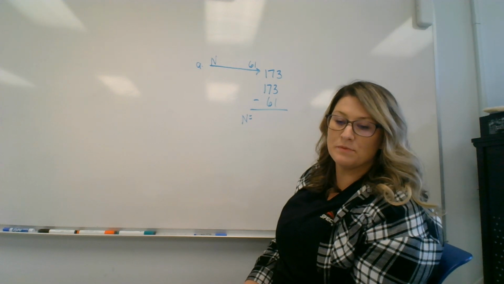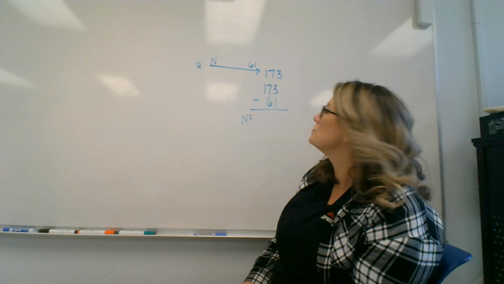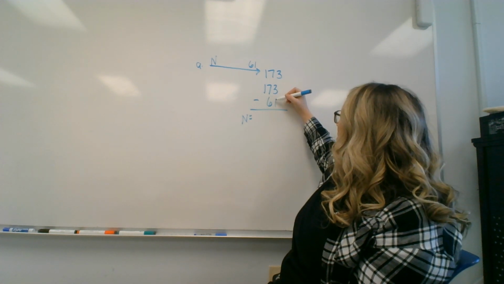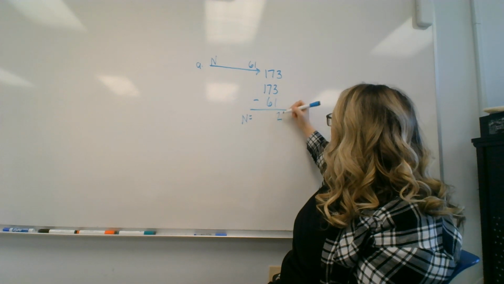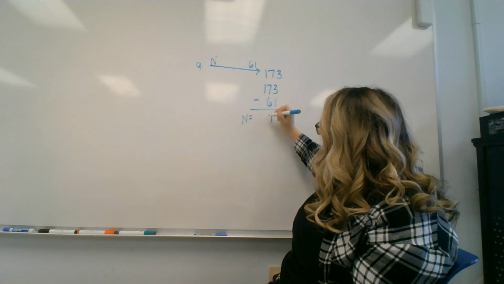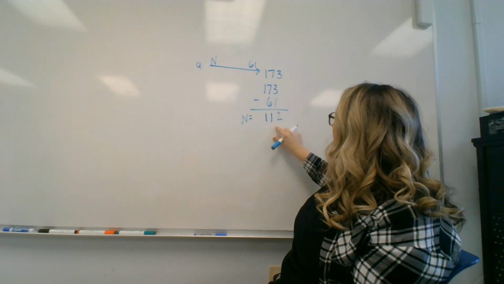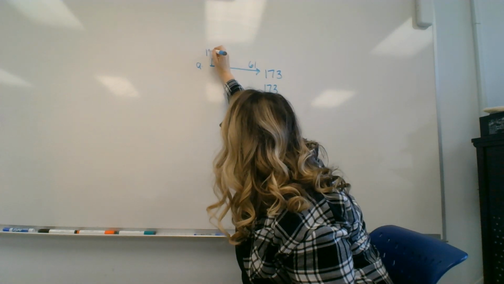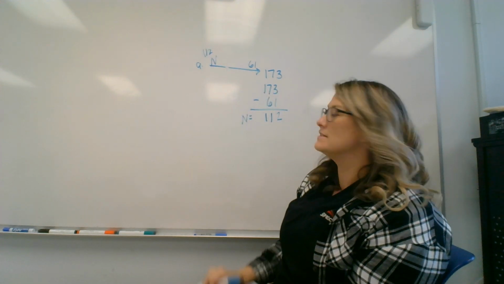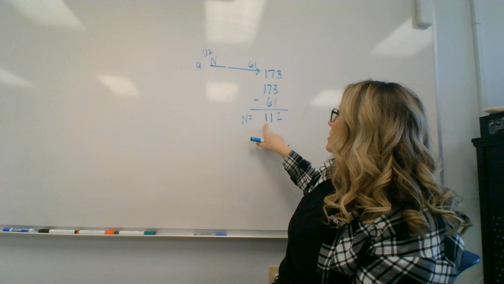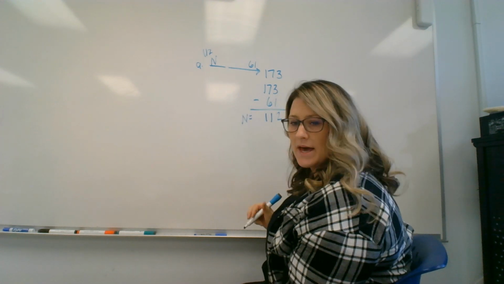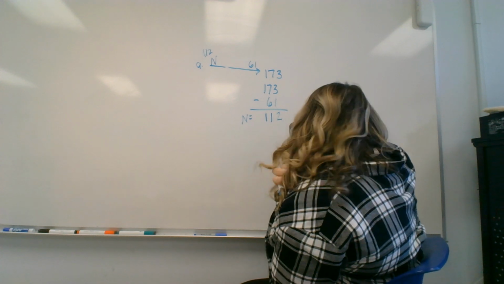You should be writing these problems down as we go. All right, so 3 minus 1 is 2. 7 minus 6 is 1. And bring down the 1. So N equals 112. That is our answer. So we're able to fill in that spot. Let's go ahead and do problem B.